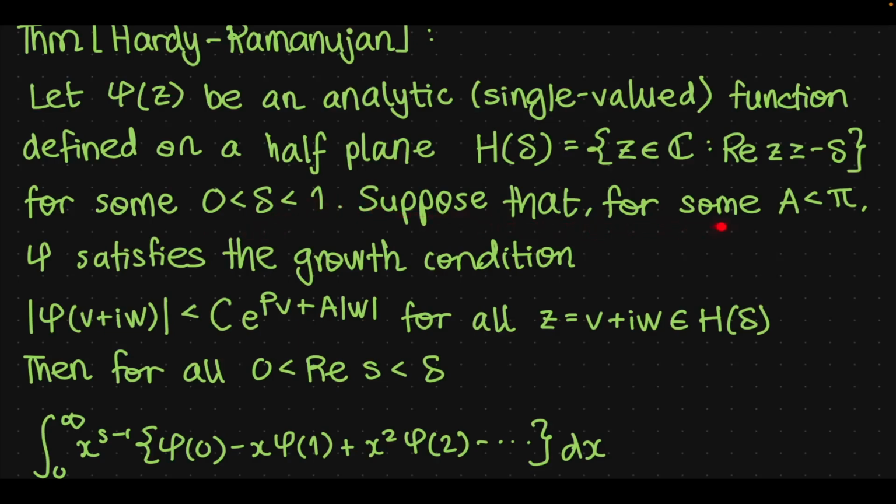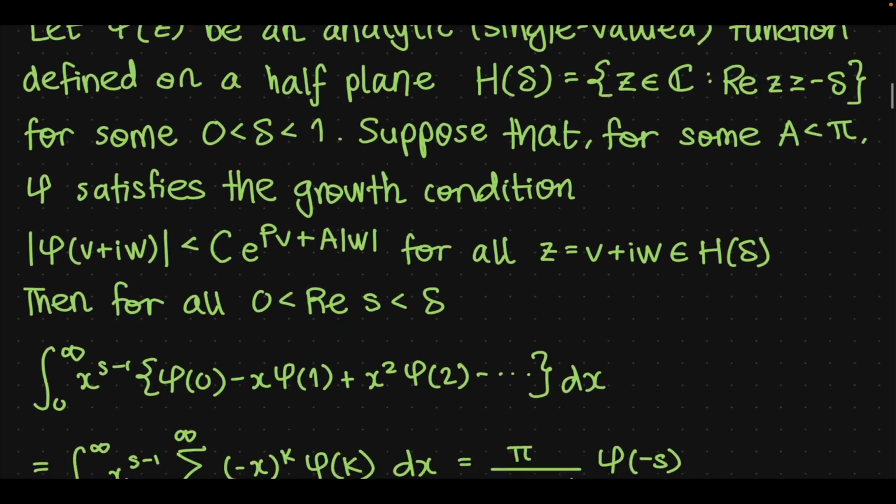Suppose that for some capital A less than pi, phi satisfies the growth condition. The absolute value, or in this case the modulus, of phi of v plus i w is less than C times e to the P v plus A times the modulus of w, for all z equals v plus i w belonging to H of delta, where C, P, and obviously A are just constants.